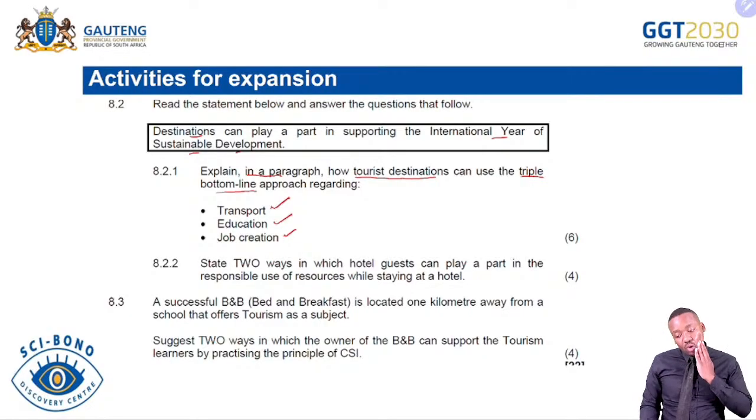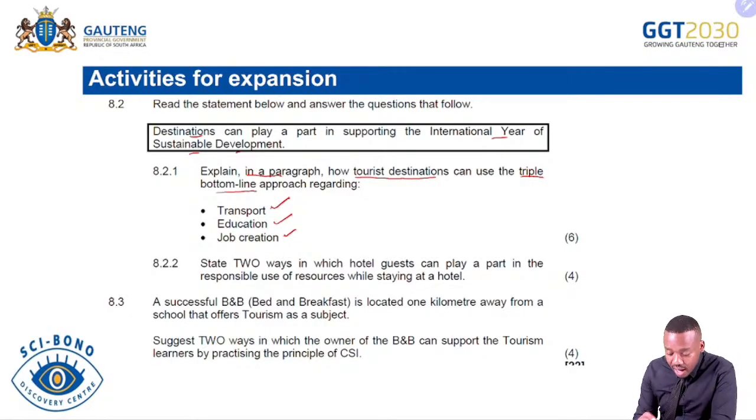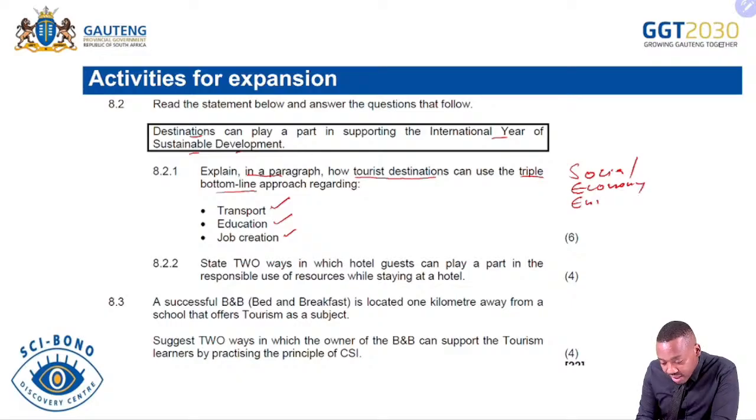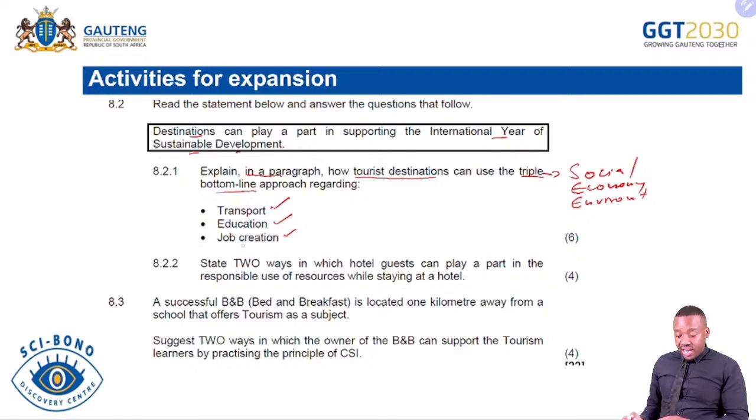So remember, we spoke about the social, we spoke about the economy, then we spoke about the environment, right? That is our triple bottom line. Explain how a tourism destination can use the triple bottom line approach regarding transport, education, and job creation. 2 marks, 2 marks, 2 marks. You will see the memo right now.